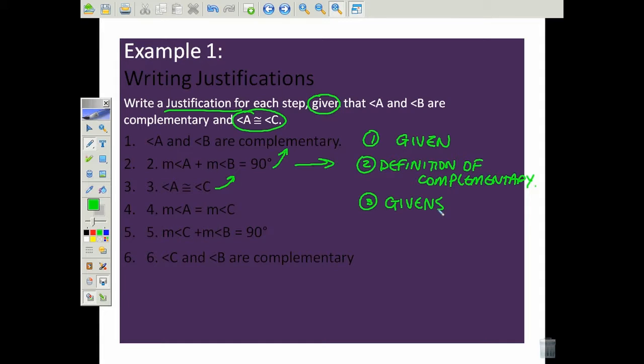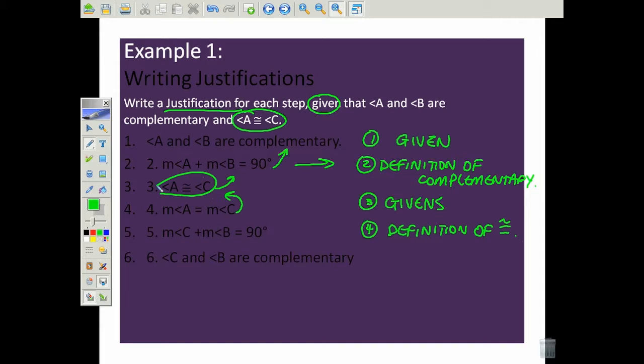Okay, so when I look at 4, 4 is saying the measure of angle A is equal to the measure of angle C. I'm going to look back to the previous line. Are they related? They are related. They both say that the two angles have the same measure. Well, this, to me, is just definition of congruence. Because look, it's saying that the measures are equal. Well, we know that's true because that's what congruent means. That's what this means. Okay?